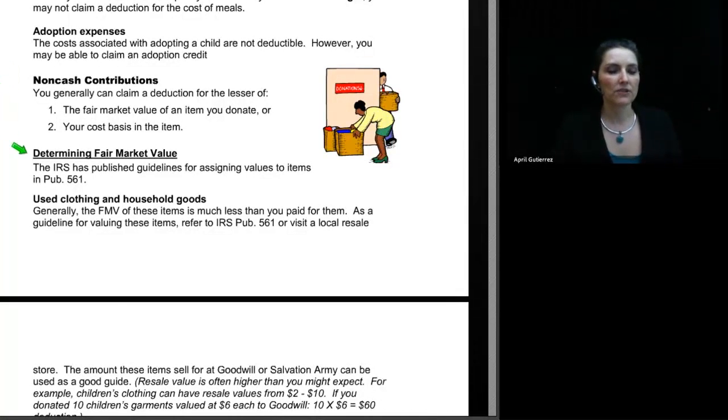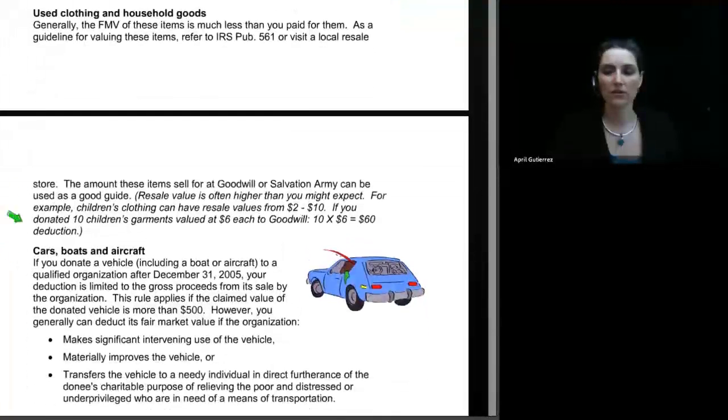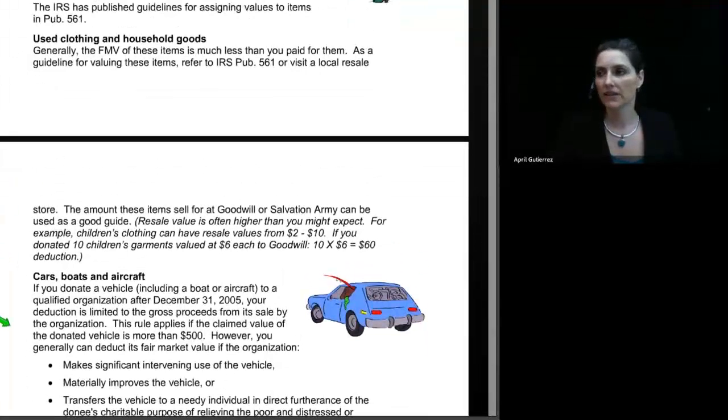If in doubt, you can always refer to IRS Publication 561. You can also go to the websites of Goodwill and of Salvation Army. They have valuation guides in there. But that's not the final say. You could claim a value that is higher than what is in Publication 561 or on the Goodwill site. But you need to be able to support the value that you're claiming as being a realistic fair market value for that item.